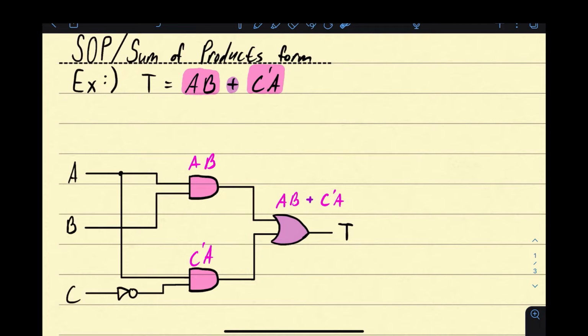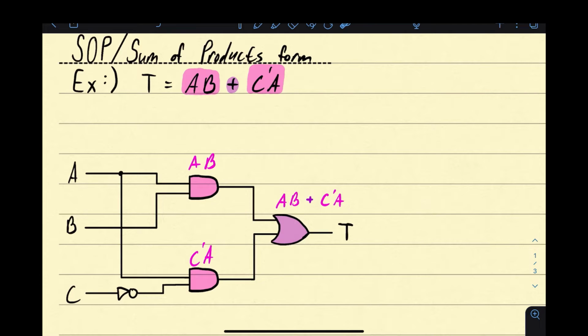So here in this video, I will be defining sum of products form, product of sums form, and their respective canonical forms. So I'm starting off with sum of products form. Sum of products form is exactly how it sounds. It is the sum of two products.